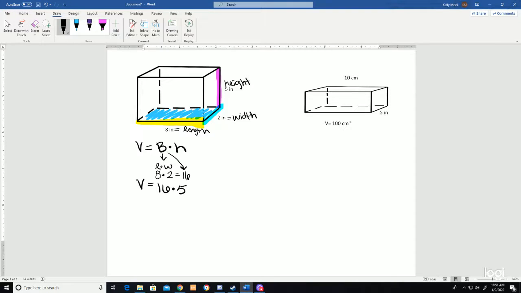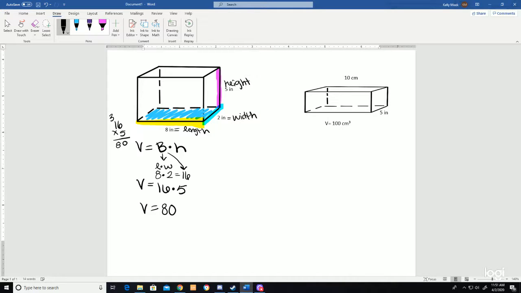So let's do some scratch work over here to the side. 5 times 16, that's 6 times 5 is 30. Carry my 3. 5 times 1 is 5, plus 3 is 8. And so our volume is going to be 80.